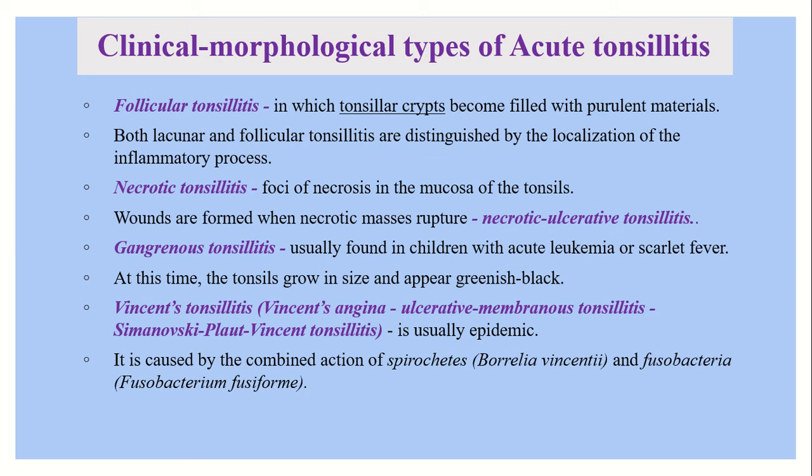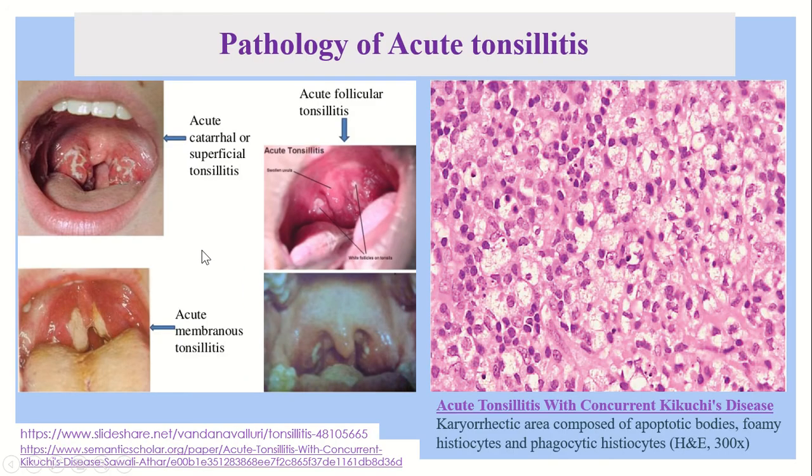Another special type of acute tonsillitis is Vincent's tonsillitis, or Vincent's angina, or ulcerative membranous tonsillitis, or Szymanowski-Plaut-Vincent tonsillitis, which is usually epidemic and caused by the combined action of spirochetes and fusobacteria, Fusobacterium fusiforme. Here you can see acute catarrhal or superficial tonsillitis, then acute membranous or acute fibrinous tonsillitis, and here we see acute follicular tonsillitis.